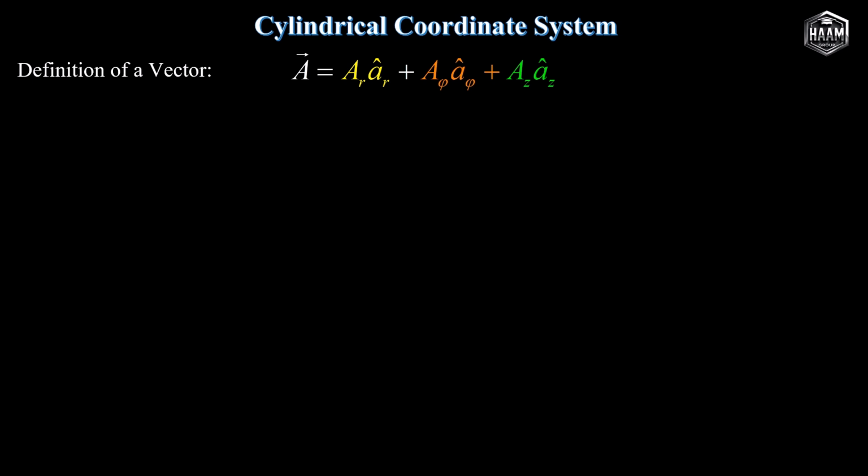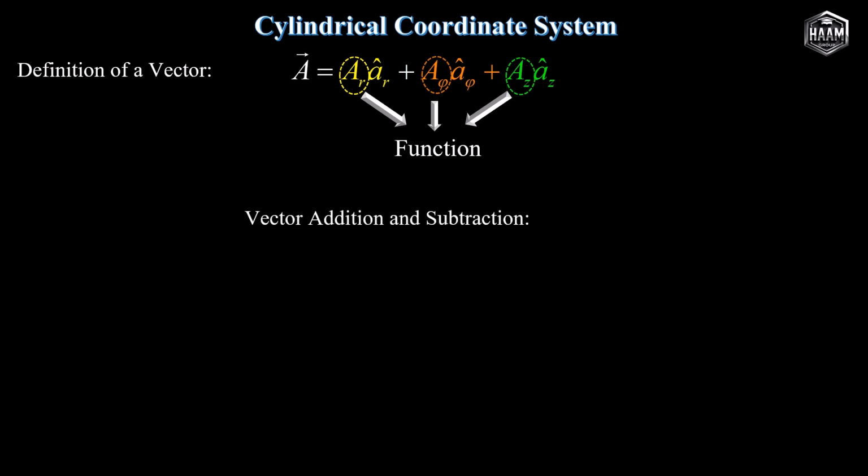A vector is thus defined as vector A equals a sub r a hat sub r plus a sub phi a hat sub phi plus a sub z a hat sub z. The component magnitudes can be constant or functions of any variable. In the cylindrical coordinate system, prior to addressing vector addition and subtraction, an essential point must be considered.